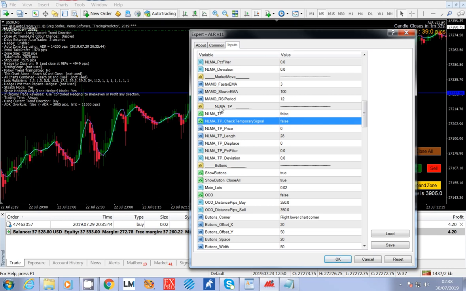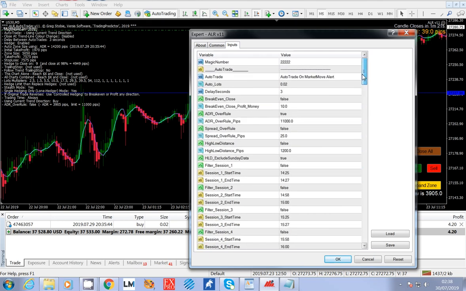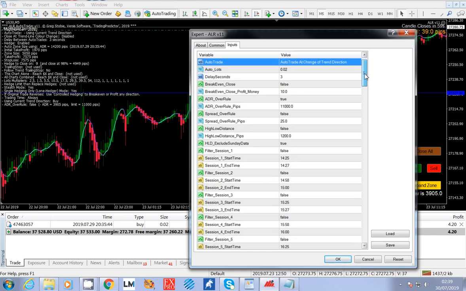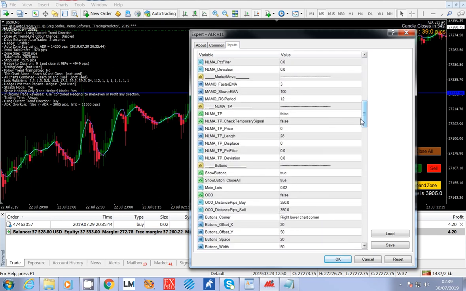So the NLMATP is take profit when the trend line changes color, and that's what that setting does. So you can, for example, set this to auto trade at change of trend direction. If you do that, like I said before, when the trend direction changes, then it will place a trade and it will not close at the TP worked out by the formula like normal. It will wait until the color changes, i.e. the trend changes, if you have this set to true.